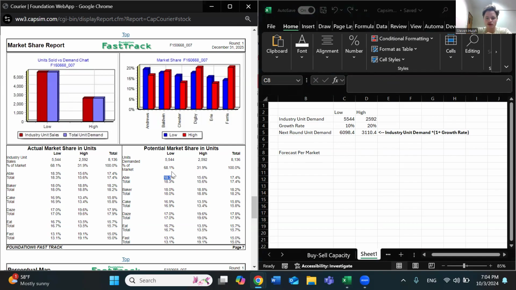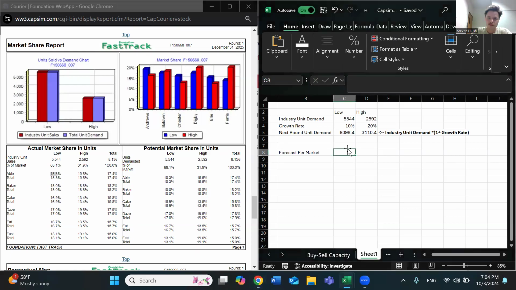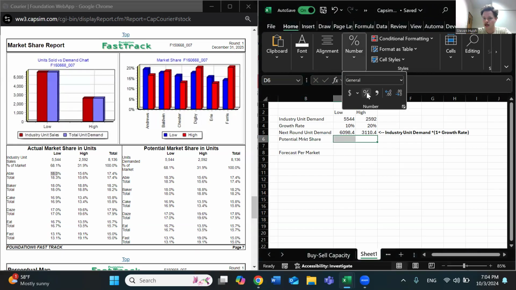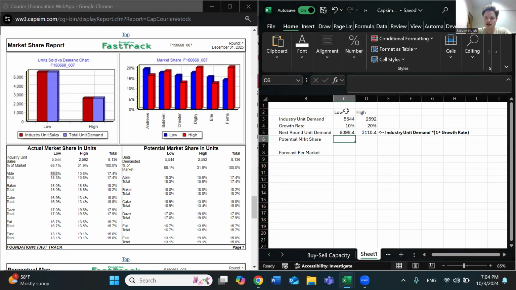You guys want to use your potential market shares because your actual market shares only reflect how much you sold, not how much you could have sold. So here I'm going to say, okay, I want to use my potential market share. I'm going to highlight these two columns, C and D, go up to number, and make these a percent. So my potential market share in low tech for Able is 18.3% in round one.